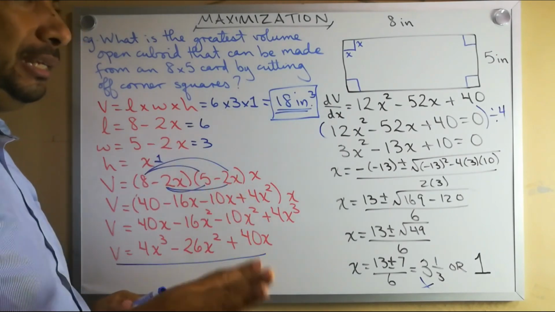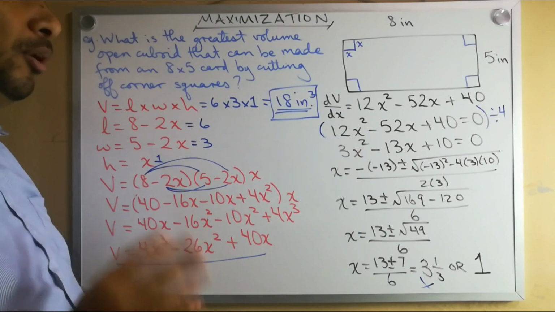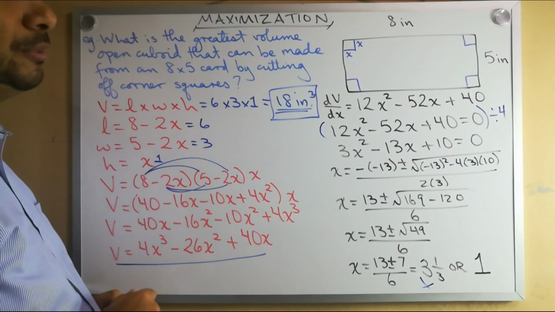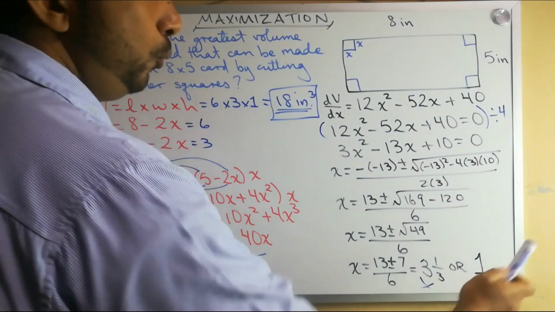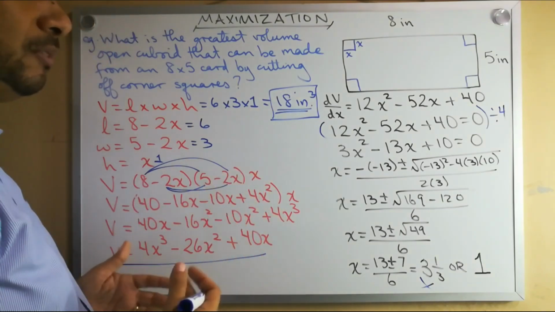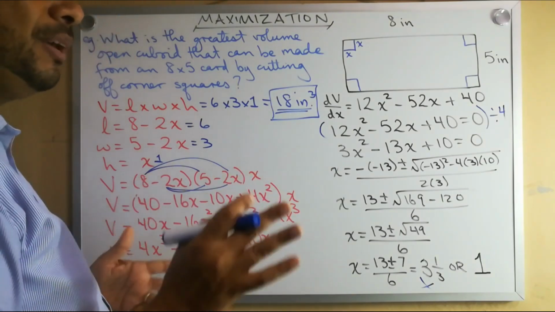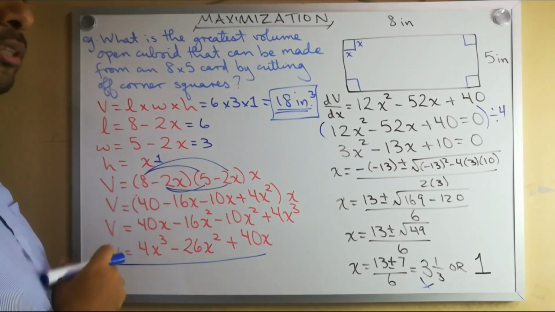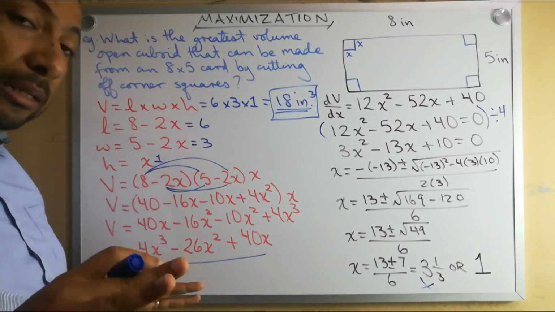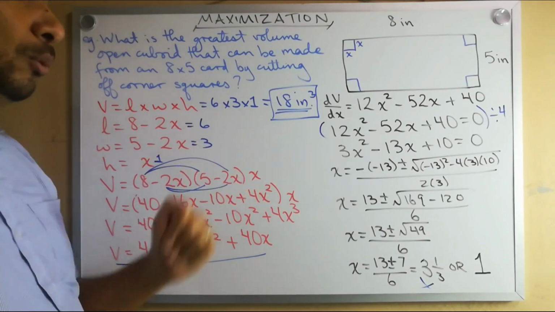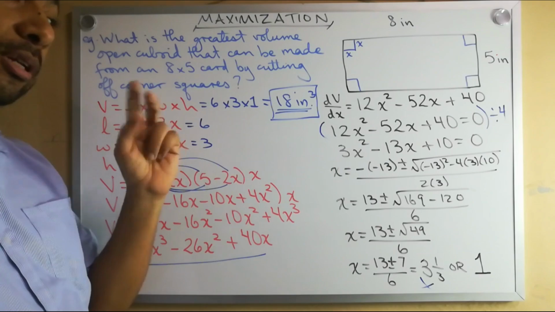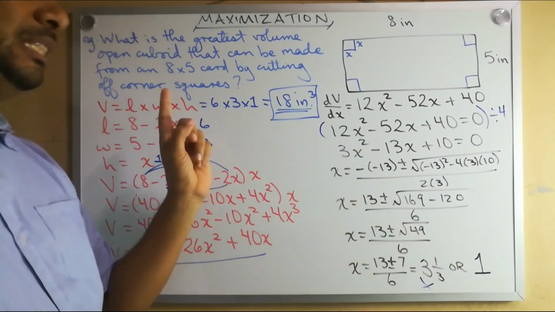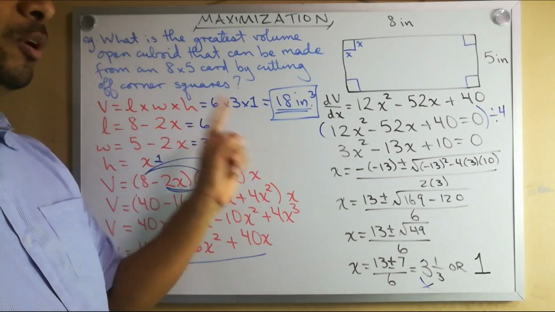You can try and guess other values, but none of them is going to give you a volume greater than 18 cubic inches. If you tried maybe an x value of 2, or maybe an x value of a half, or maybe an x value of 1 1/3, any other value you try, none of them will give you any volume greater than 18 cubic inches. And you can check this answer by using your first derivative test or your second derivative test to see that this value of x equals 1 is indeed your maximum volume.